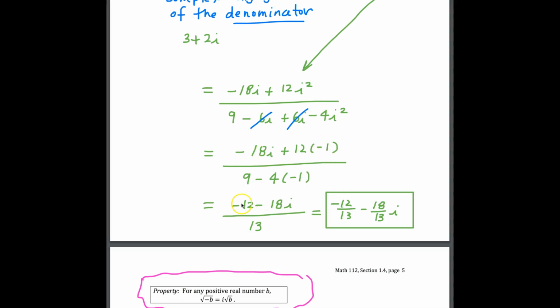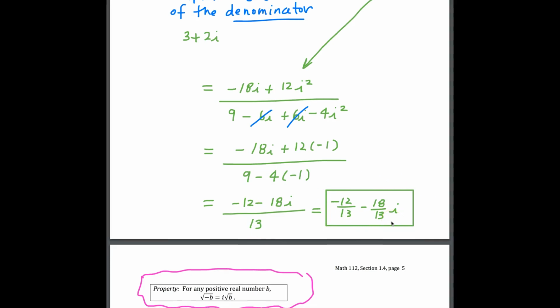So this numerator becomes negative 12 plus 18i. I'm sorry, minus 18i. And then notice it's 9 minus 4 times negative 1, so it's really 9 plus 4. You get 13. We can divide this 13 out into each part, because it's a common denominator. And then this is the complex number that we'd obtain.